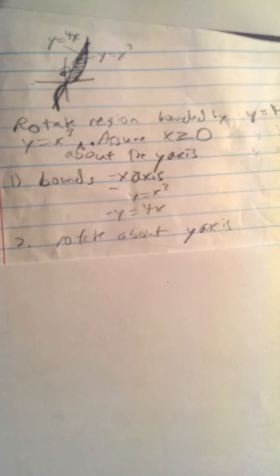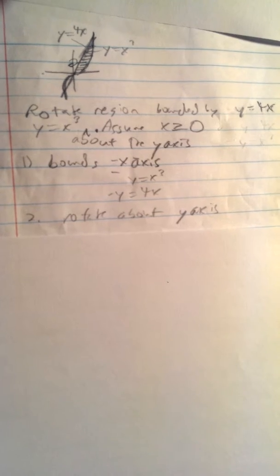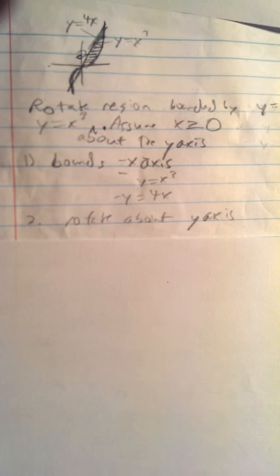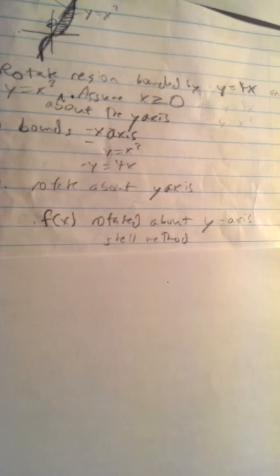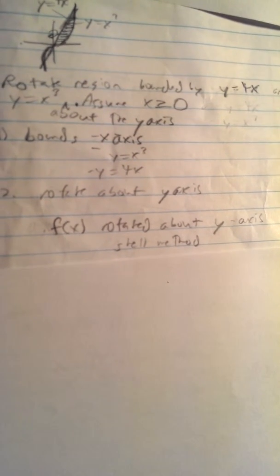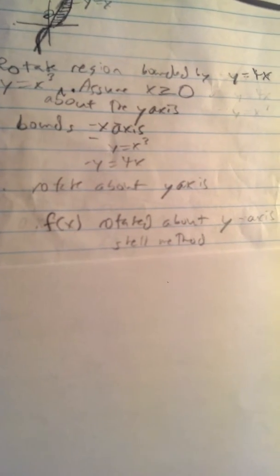Okay, so in order to decide what method we'll be using to find the volume of the solid formed, we have to figure out first how the variable of integration relates to the axis of rotation. So in this problem we have f of x rotated about the y-axis, so the variable of integration is x because the function is f of x, and the rotation is about the y-axis, so we're going to use the shell method.